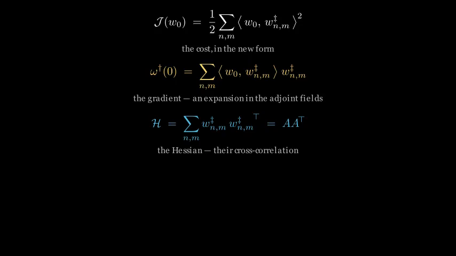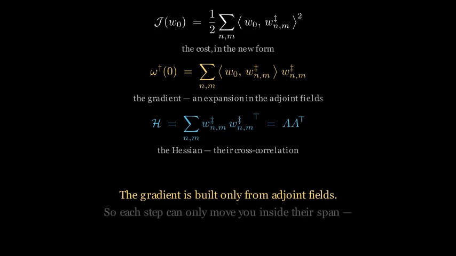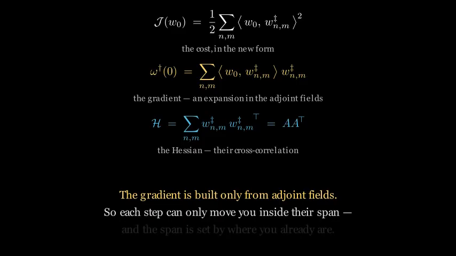And that middle line has a consequence people often miss. The gradient is assembled purely out of adjoint fields, so any single step can only move your estimate inside the space those fields span. The span does shift as the estimate moves. The adjoint fields are recomputed each iteration, but it is never the whole space, and it is always built from the same spiky ingredients.